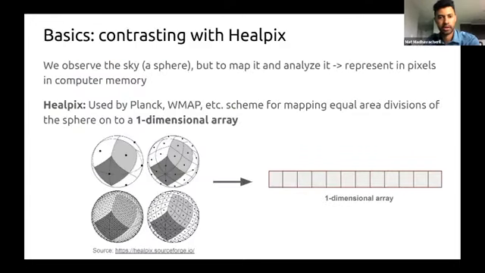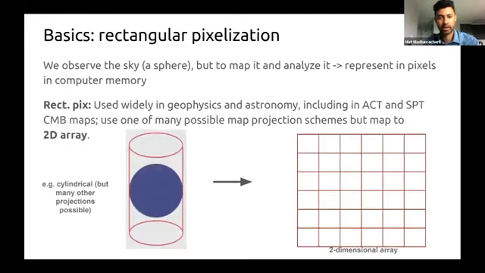First, I want to start out by contrasting with HealPix. This is, as I mentioned, the pixelization that most CMB maps from satellite experiments have been put out in. So you can think of HealPix as a way of dividing the entire sky into equal area divisions, and then those regions are mapped to a one-dimensional array in memory. You can think of rectangular pixelization as doing the same thing, but mapping it into a two-dimensional array. So one advantage of this is that you can load these as NumPy arrays in Python, for example, and then slice and work with them.